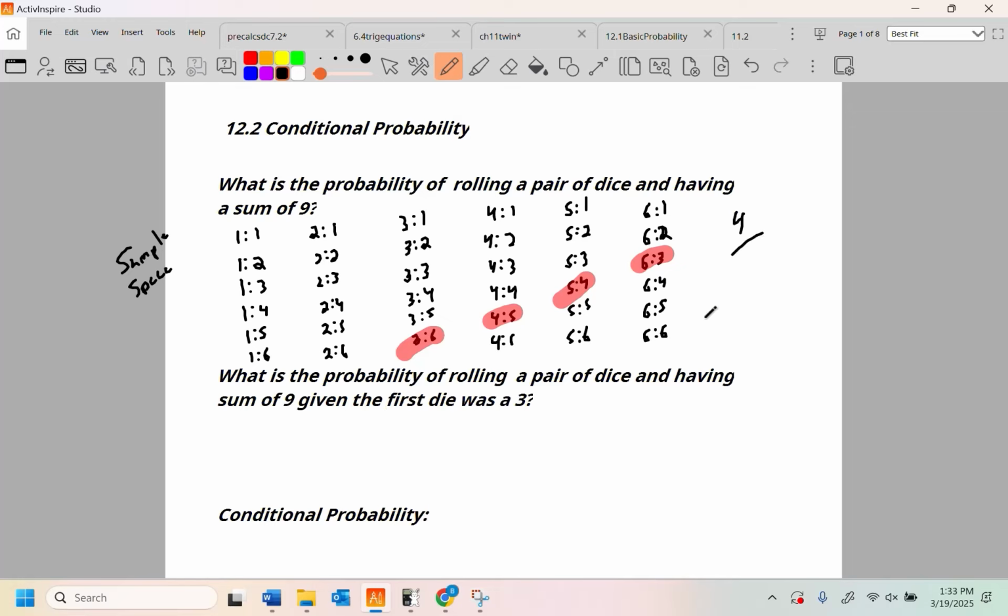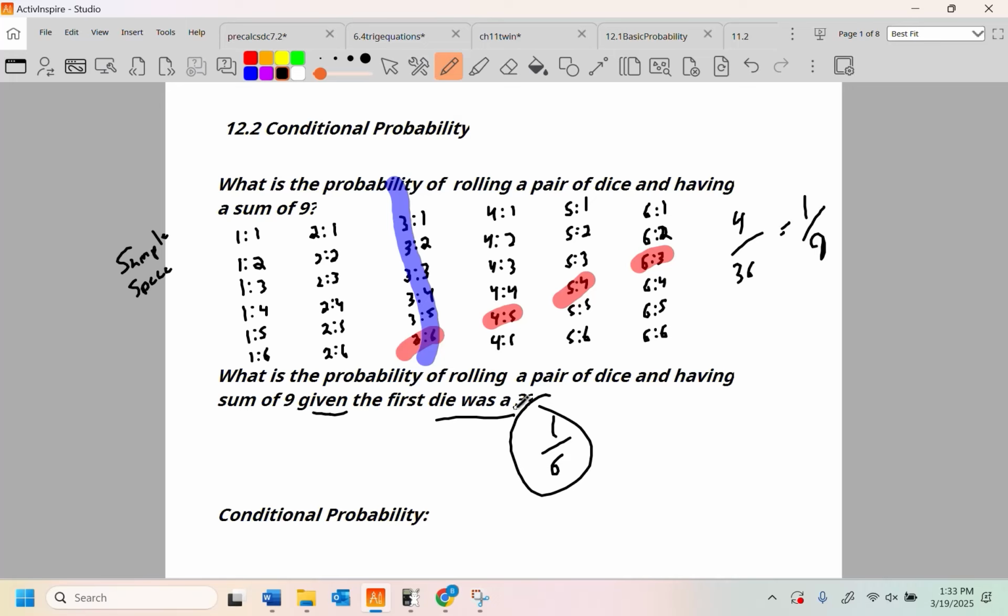But there's 4 events out of 36. There's 36 guys here, which is 1 in 9. So you have a 1 in 9 probability of doing that. And that's a sample space. Now, obviously, there's other ways of doing this mentally. What is the probability of rolling a pair of dice and having a sum of 9 given the first die was a 3? It is set in stone that the first roll is a 3. So the only thing I care about visually is all the stuff on the 3's column. And there's only one thing there. It's this guy right here, the 6.